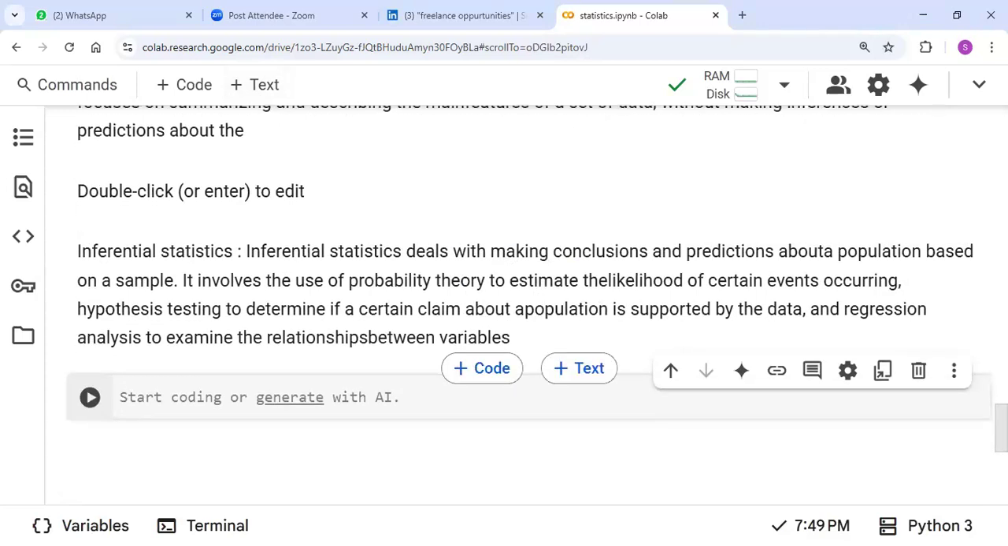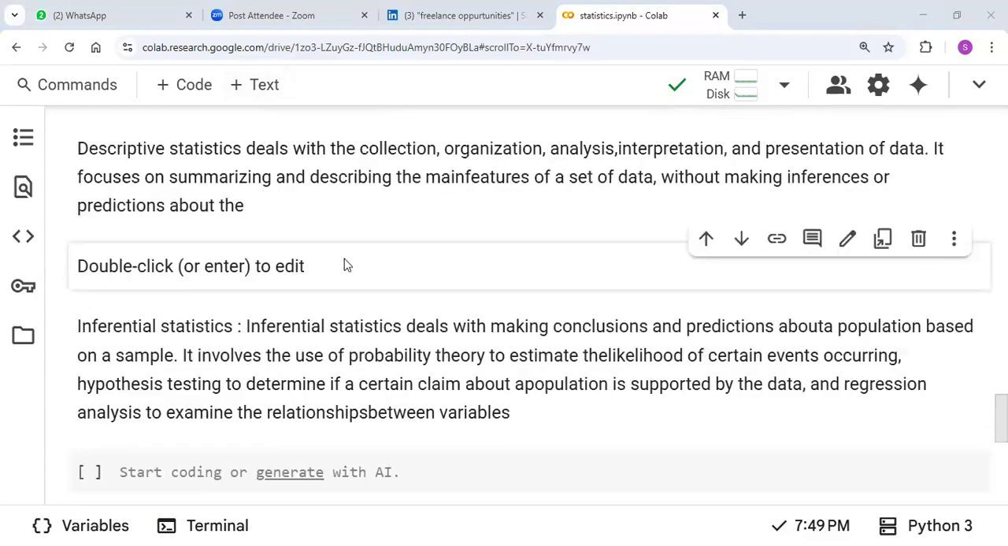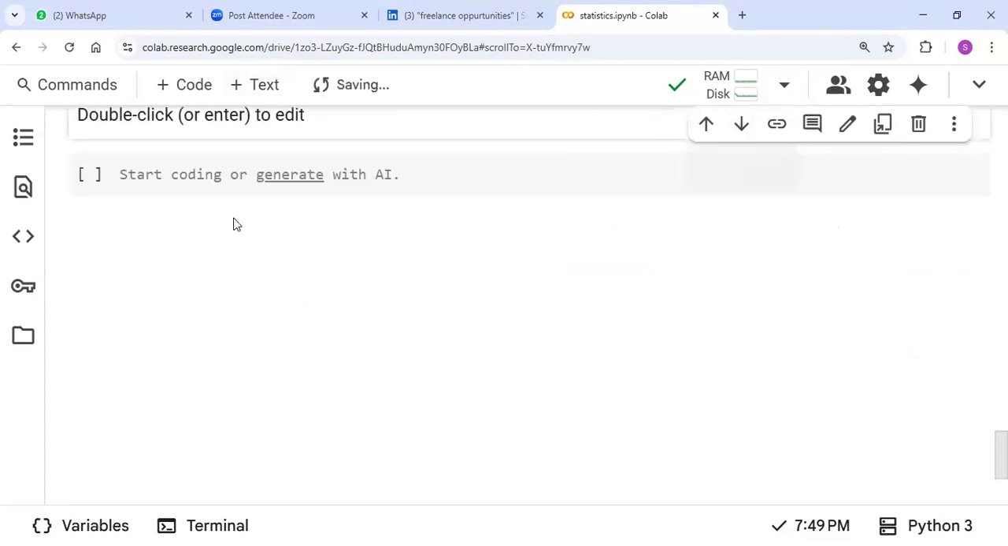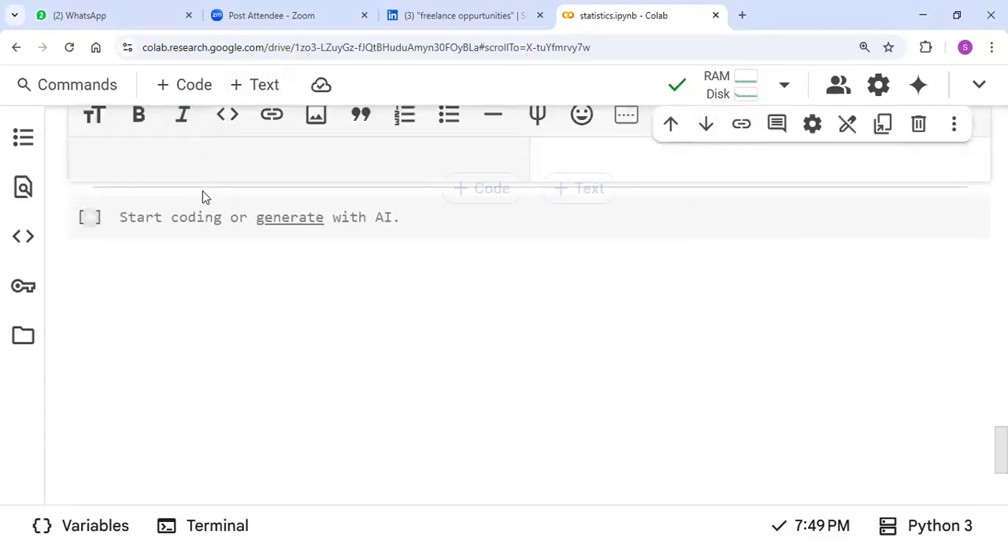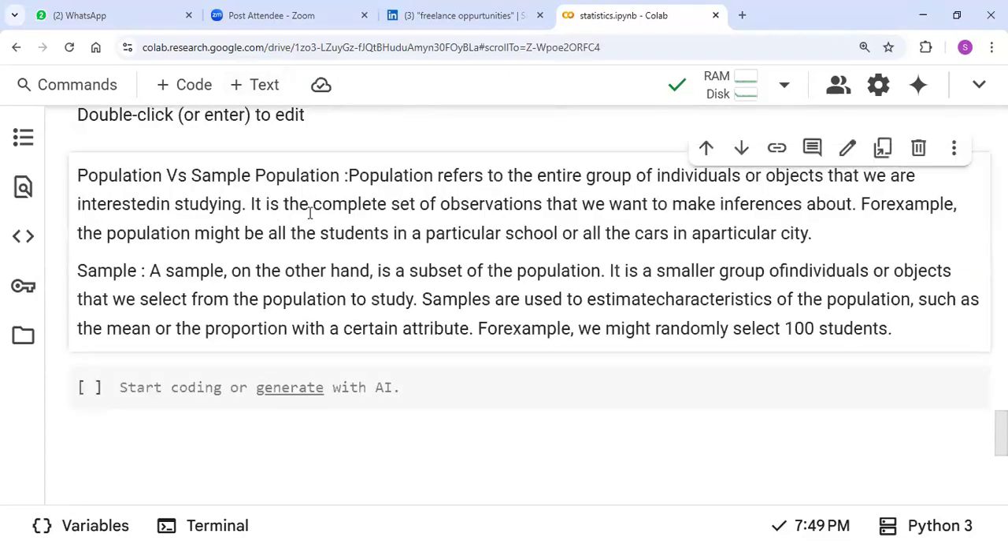So you can use inferential statistics to draw a conclusion. Descriptive statistics is to understand, in simple terms, guys. Inferential statistics is to draw a conclusion. Based on population and sample, inferential statistics will definitely work with the population and the sample. Population means the whole data, right? It represents the whole data, from which you would be extracting a sample.